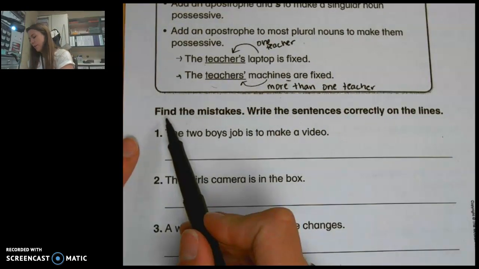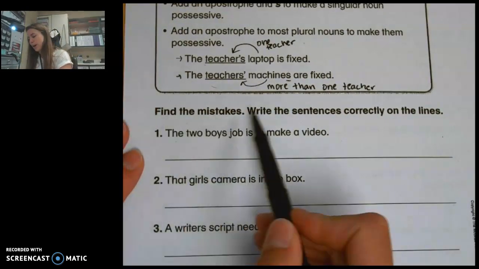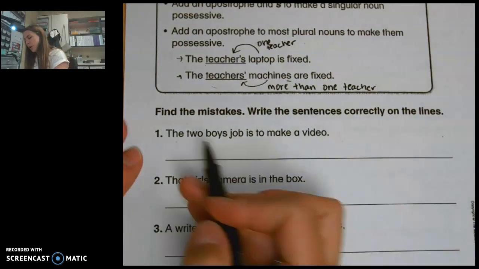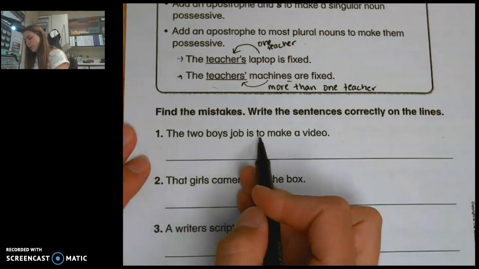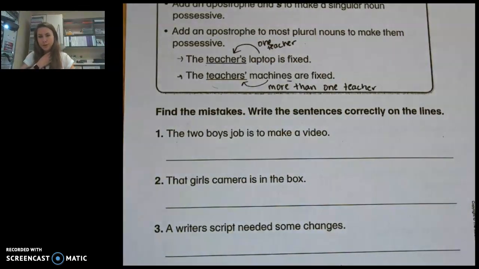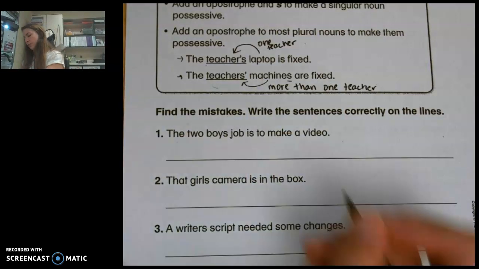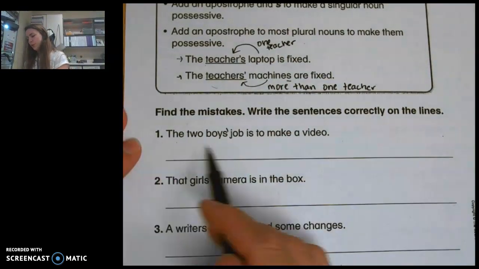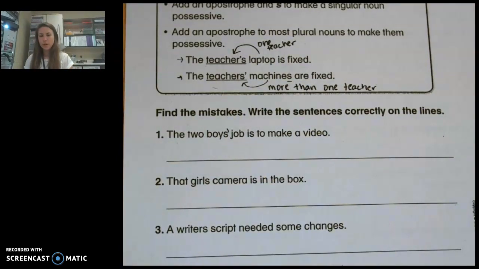Your directions say, find the mistakes, write the sentences correctly on the lines. The two boys' job is to make a video. So this clearly tells you there is more than one boy. So we know that there are two boys, so we have to put the apostrophe at the end. The two boys' job is to make a video.